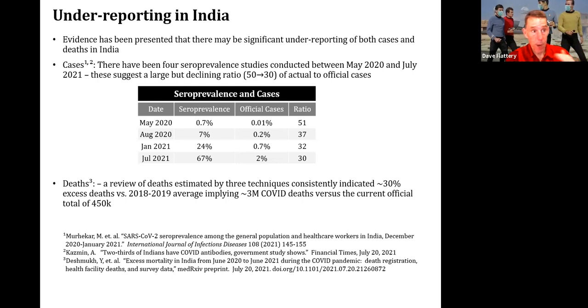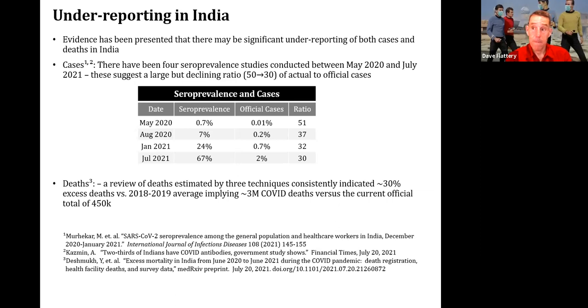And as it progressed through these subsequent seroprevalence studies, the seroprevalence continued to go up. It went to 7% and then 24%. And in the one this July, it was actually 67%, which indicated that about 2/3 of the entire population had been exposed to COVID. And India has 1.3 something billion people, so that's a lot of people. But the official cases were only about 2% of the population, which is also a lot of people, but not as many as 67.